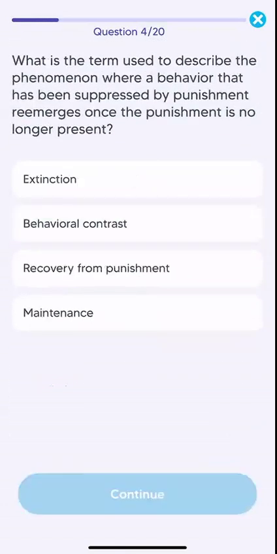What is the term used to describe the phenomenon where a behavior that has been suppressed by punishment re-emerges once the punishment is no longer present? Extinction, behavior contrast, recovery from punishment, maintenance. I feel third. Yeah.